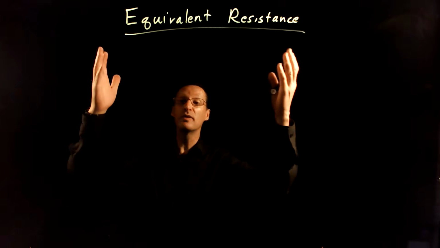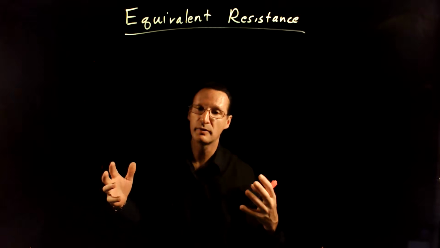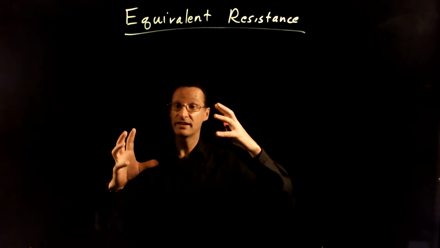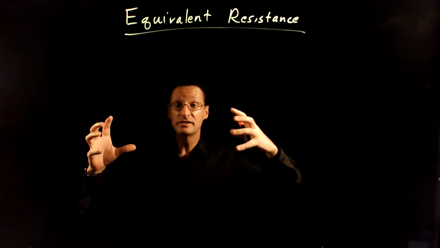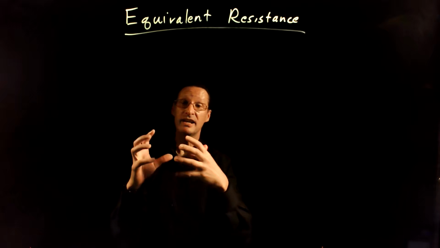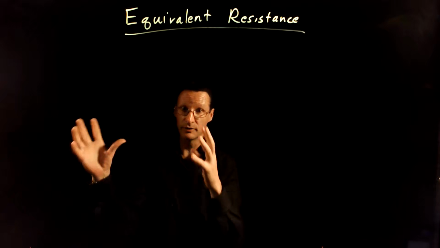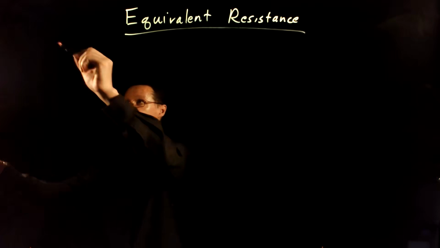Let's talk about equivalent resistances in series and parallel circuits. The idea with equivalent resistance is that you have a bunch of resistors in combination, either in series or parallel or some combination, and you're trying to smoosh those down and combine them to form one equivalent resistor that has the same effect as all those resistors in the configuration that they're in. So let's talk about the series case first.